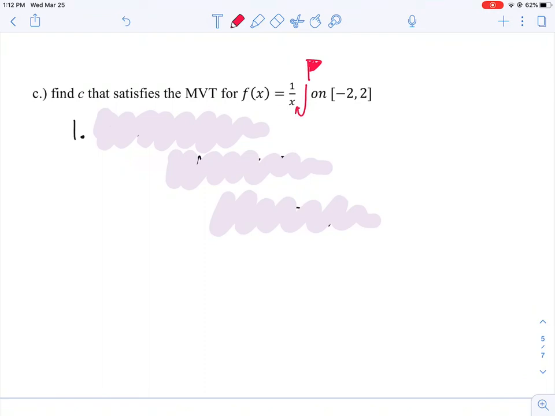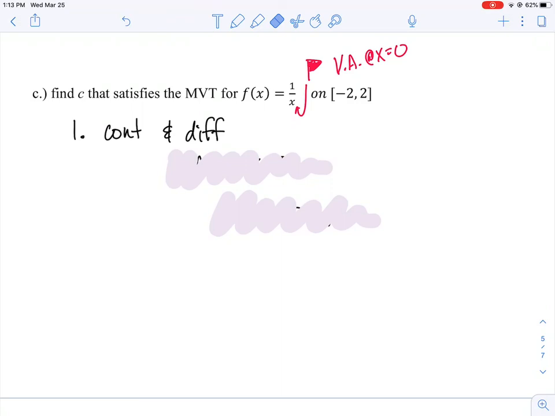There's my red flag. Did you have a red flag? Well, hopefully you noticed from the beginning that there's a vertical asymptote. And I know that there's a vertical asymptote at x equals 0. That's going to cause my function to be undefined. And if I'm looking at the interval from -2 to 2, isn't that vertical asymptote right there in the middle of my interval? The first thing that has to happen for mean value theorem is that my function has to be continuous and differentiable.